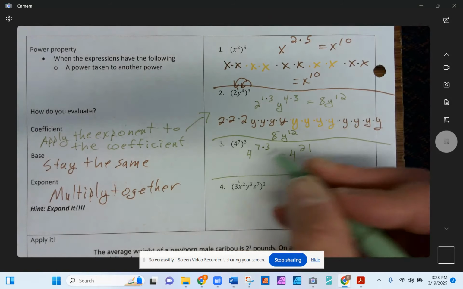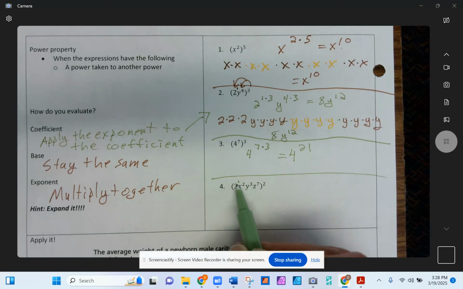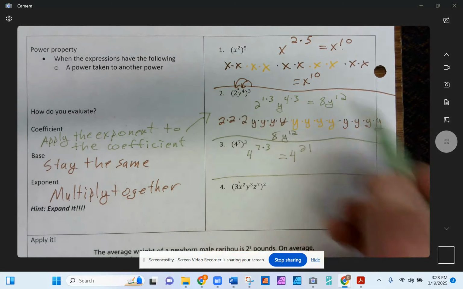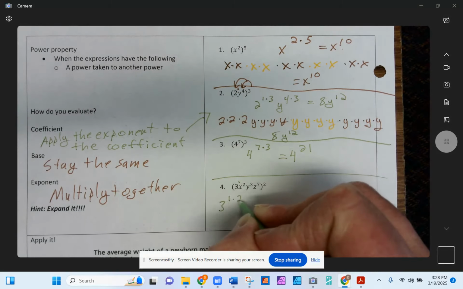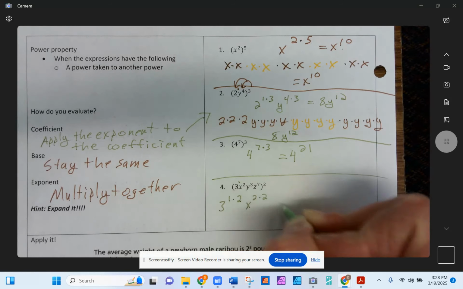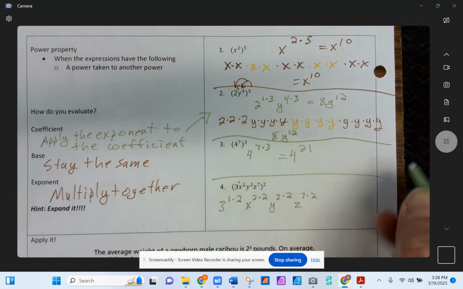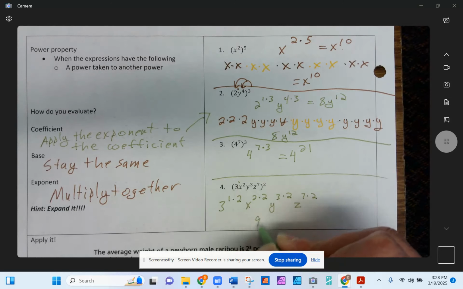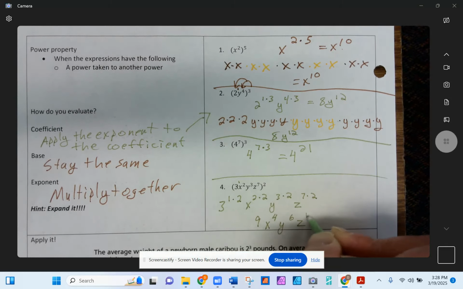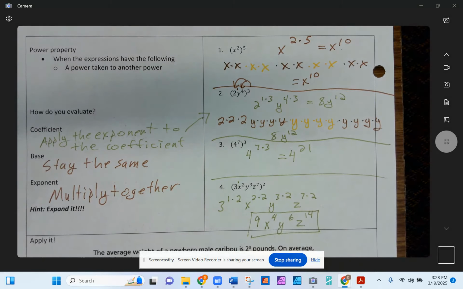Similarly here, this 3, this coefficient, is going to have an exponent of 1 that's invisible, just like we did here. And this 2 is going to apply to everything here. So it's going to be 3 to the power of 1 times 2, x to the power of 2 times 2, y to the power of 3 times 2, and z to the power of 7 times 2. 3 to the power of 2 is going to be 9, x to the 4th, y to the 6th, z to the 14th. Just like that.